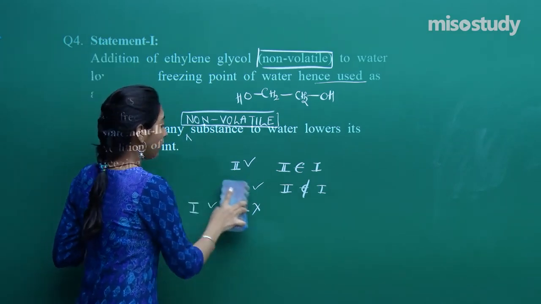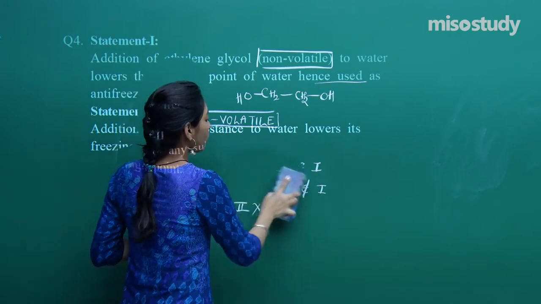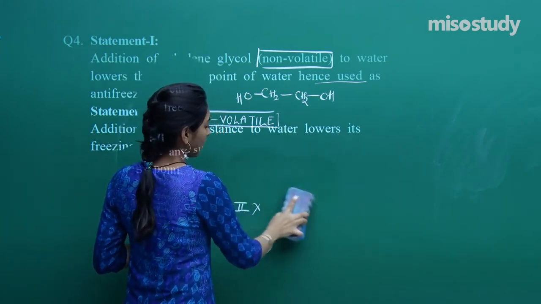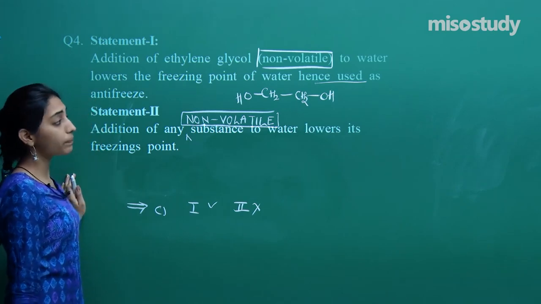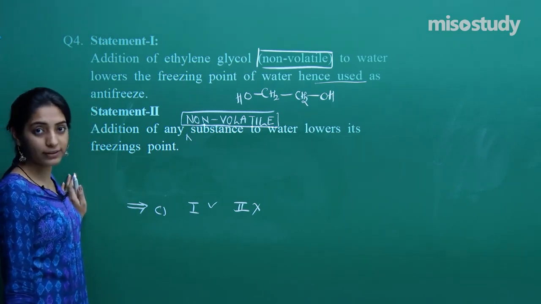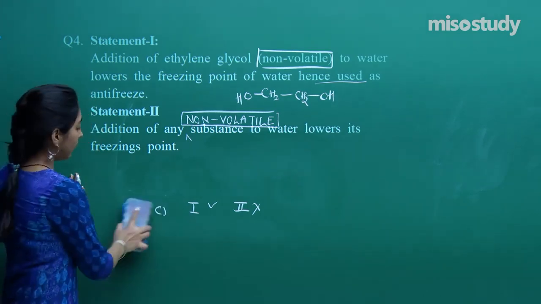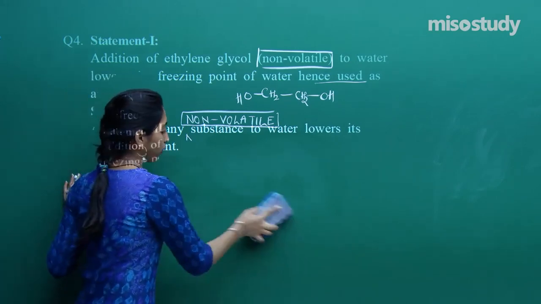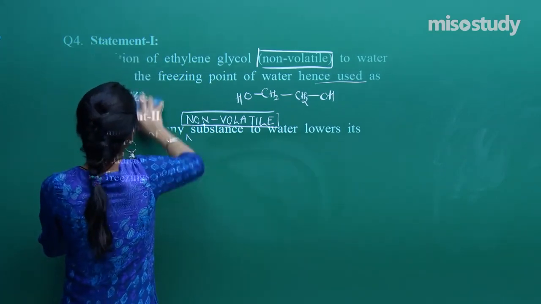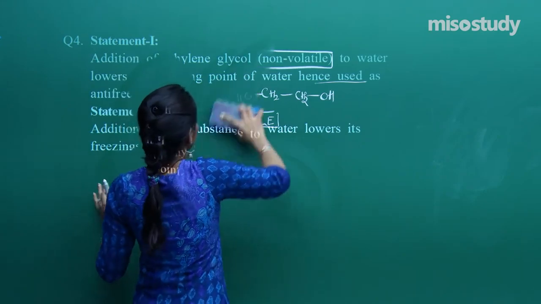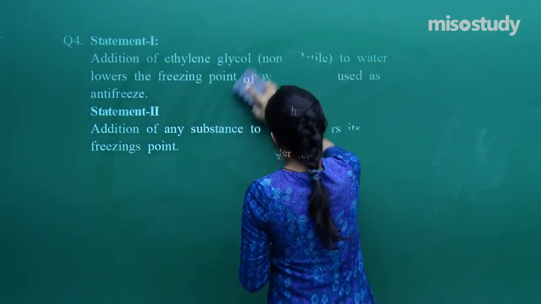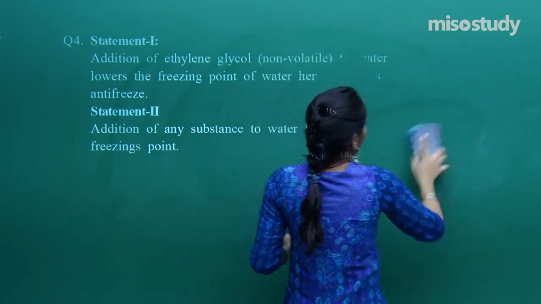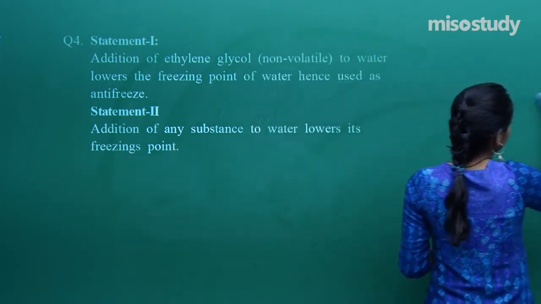So if you want to make sure that there has to be a depression in freezing point when something is added to water, then that something has to be a non-volatile substance. Thus option C would have been the correct answer for this particular question. So this was the statement type question that I wanted to discuss with you, and I hope I have made the question clear.